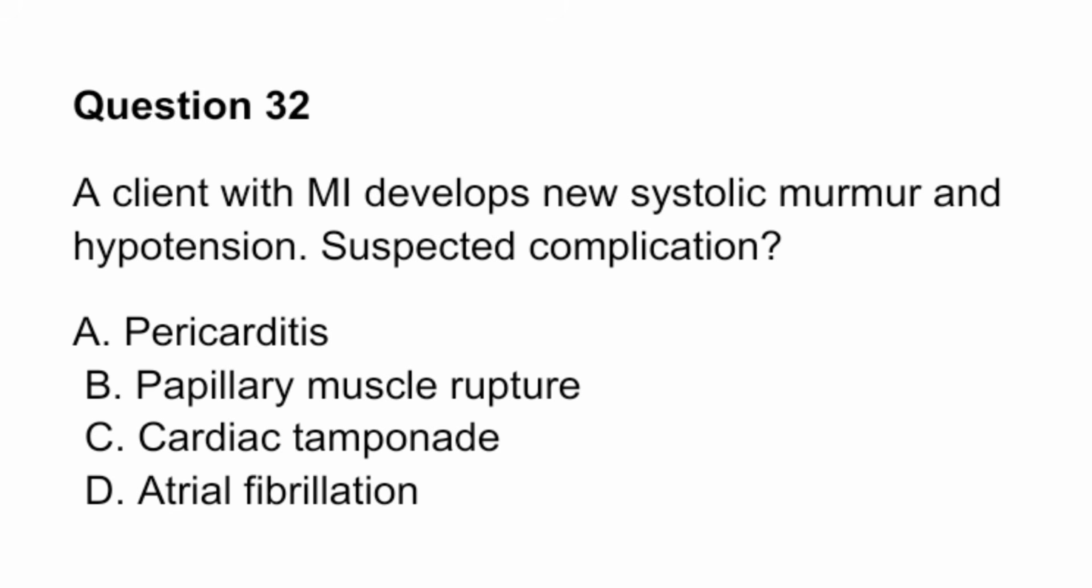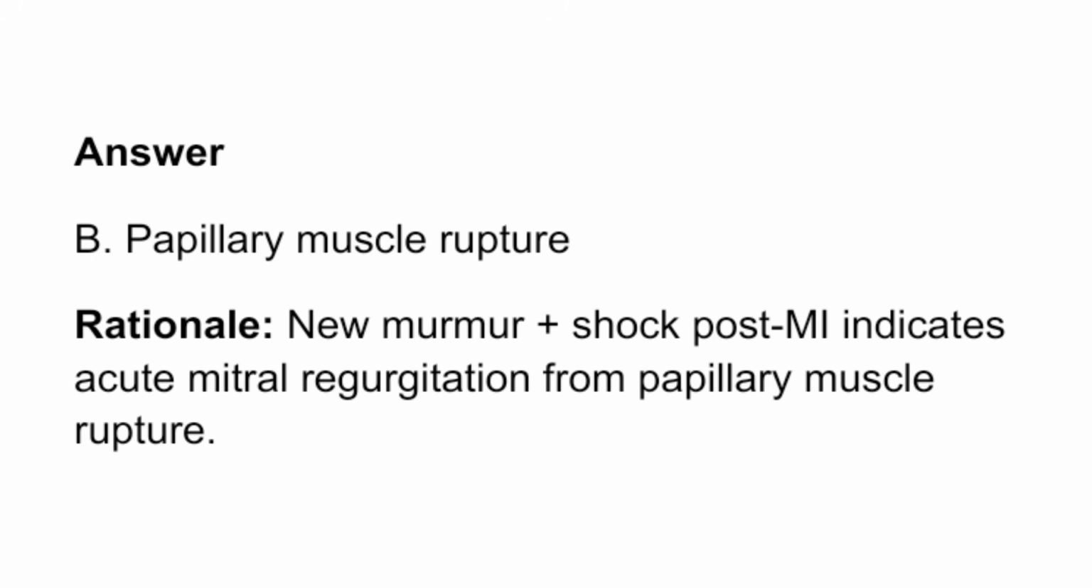B. Papillary muscle rupture. C. Cardiac tamponade. D. Atrial fibrillation. The answer is B. Papillary muscle rupture. Rationale: new murmur plus shock post-MI indicates acute mitral regurgitation from papillary muscle rupture.